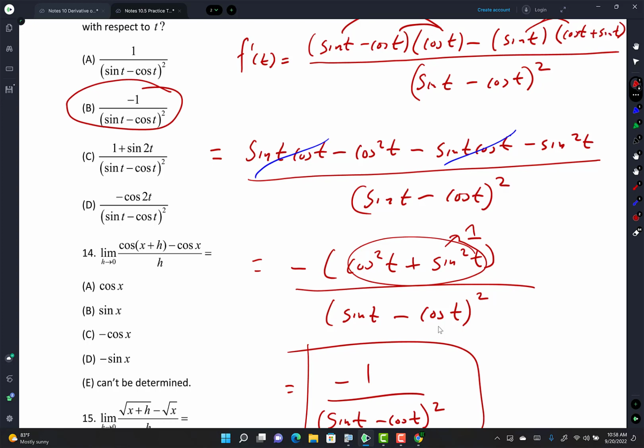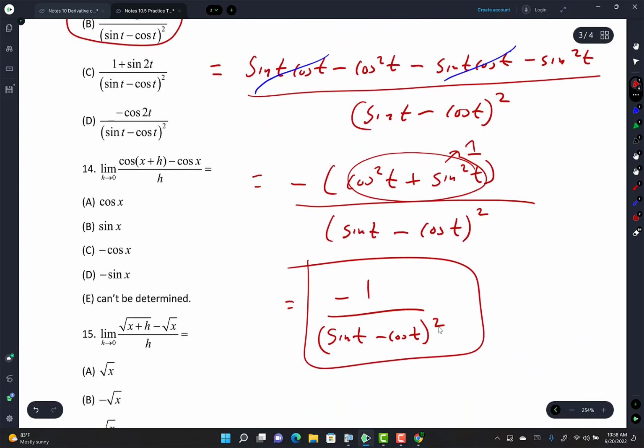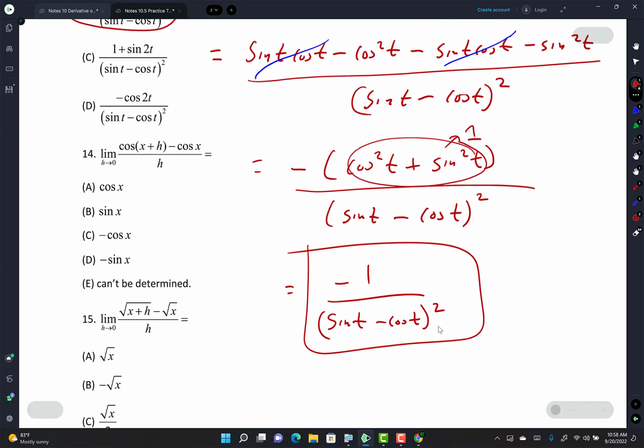Yay or nay? All right, check it out, guys. You guys should be excited. Number 14. You do not have to do that longhand. You just got to recognize what number 14 is doing. What does this look like to you? Negative sine x. That's it. Why is it negative sine x?